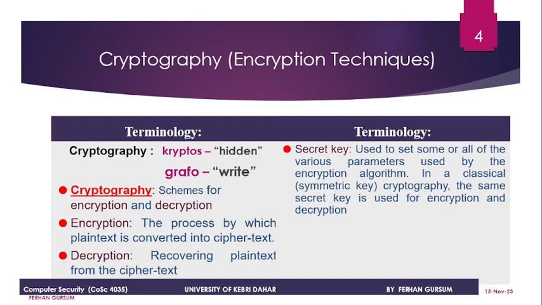Okay, እንዲሞክር የተጻፈለት ከኋላ ብሎ ነው የሚያነበው ማለት ነው። So that is secret key የነገርኩት ነገር, or definition ደግሞ ምንድነው? Secret key is used to set some or all of these various parameters used by the encryption algorithm. In classical, or when we say classical it means symmetric key cryptography, the same secret key is used for encryption and decryption. Encrypt ያደረጉበትን ኪ ነው መጠቀም ያለበት። Okay, that is what we mean by a secret key.